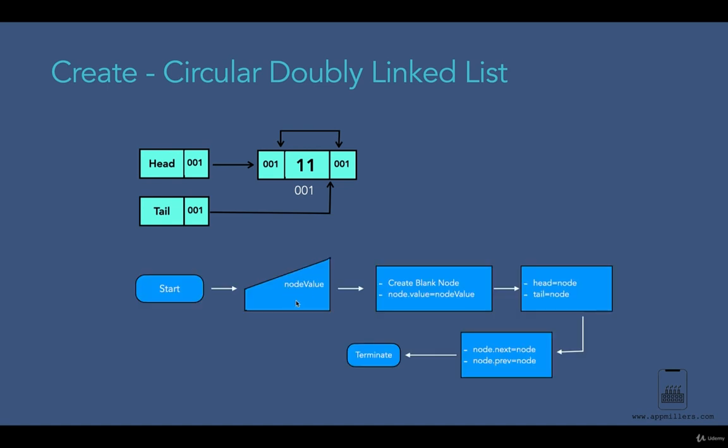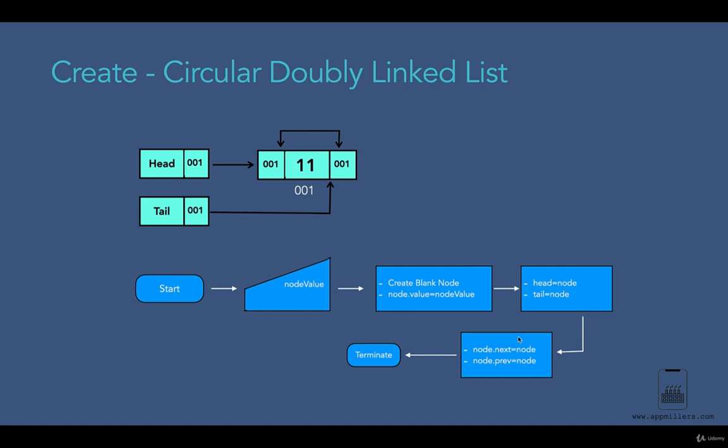In this case, the algorithm starts with the node value. So we are taking node value as a parameter. Then we are creating a blank node and assigning this node value to this blank node's value. Then we are creating a link between this blank node and head and a link between this blank node and tail. To do so, we are going to set this node to head and this node to tail.